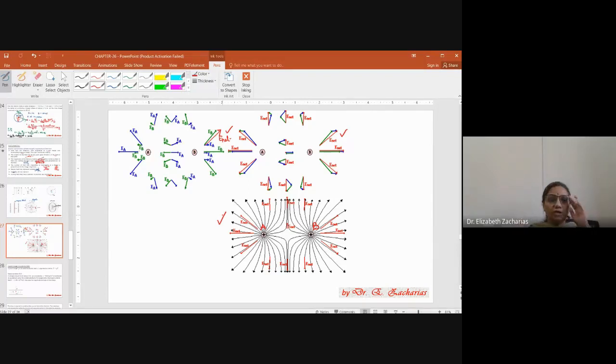Is it clear? For example, you see here, I said this is a null point. Let us look at this. Between A and B, I have two arrows which are equal and opposite. Okay, therefore, what will be the sum? The sum has to be 0. So this is a null point.